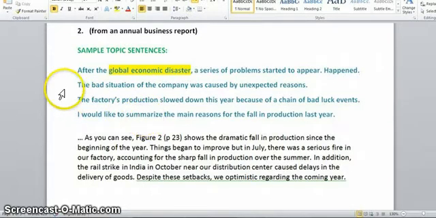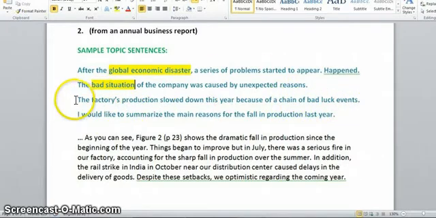The bad situation of the company was caused by unexpected reasons. Well, yes, they were unexpected. The situation was bad, but again, bad situation is a very, very general expression, and I think we need something that's a little bit more business-like. Perhaps we could say the economic state or the financial state of the company. The factory's production slowed down this year because of a chain of bad luck events.